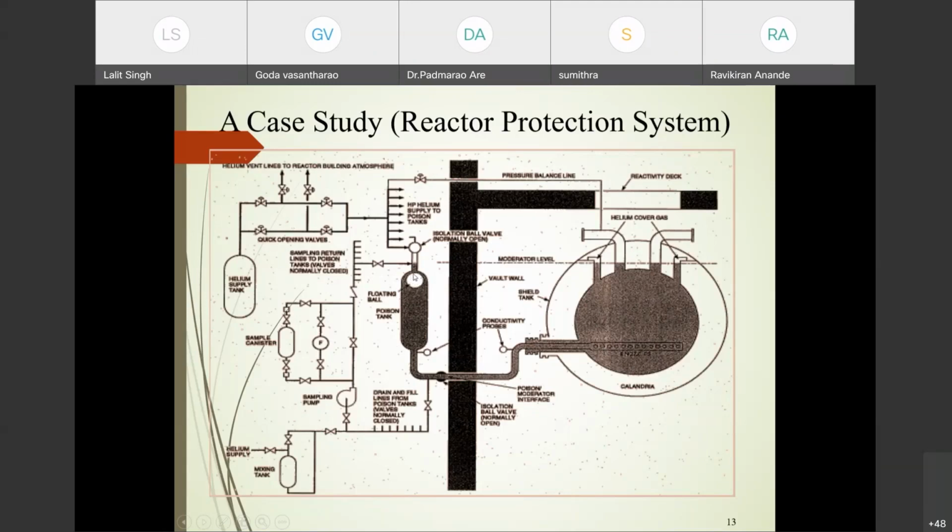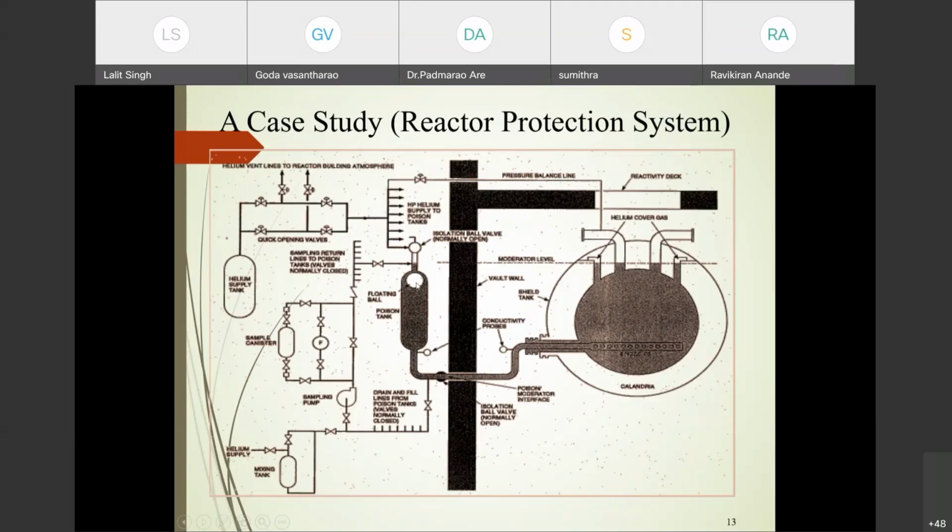And you can see on the top of this poison tank, there is a floating ball, and this floating ball is for the smooth injection of this poison. So whenever there is a demand to shut down our nuclear reactor, pressure gets generated, the floating ball will be pressurized, which can pressurize this poison, and the poison can be transferred smoothly into the calandria. Okay.